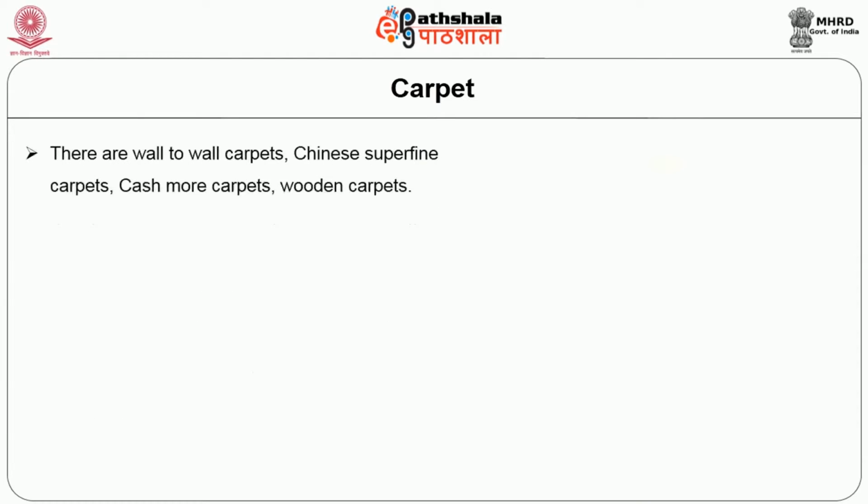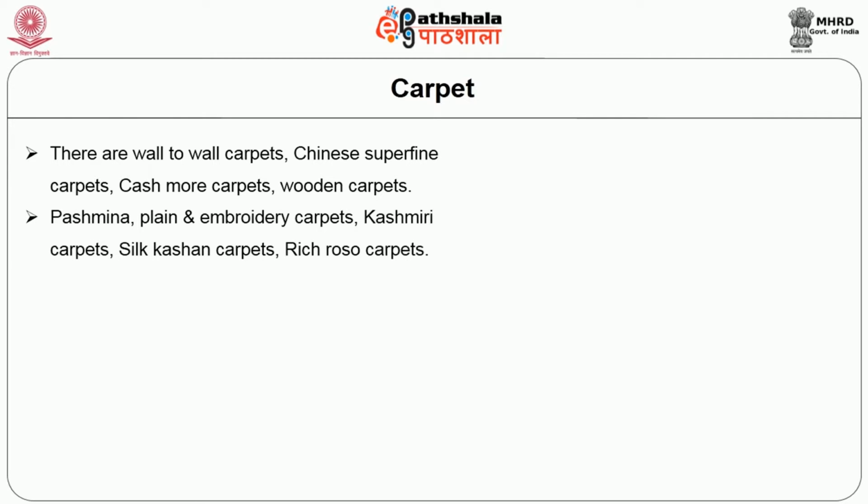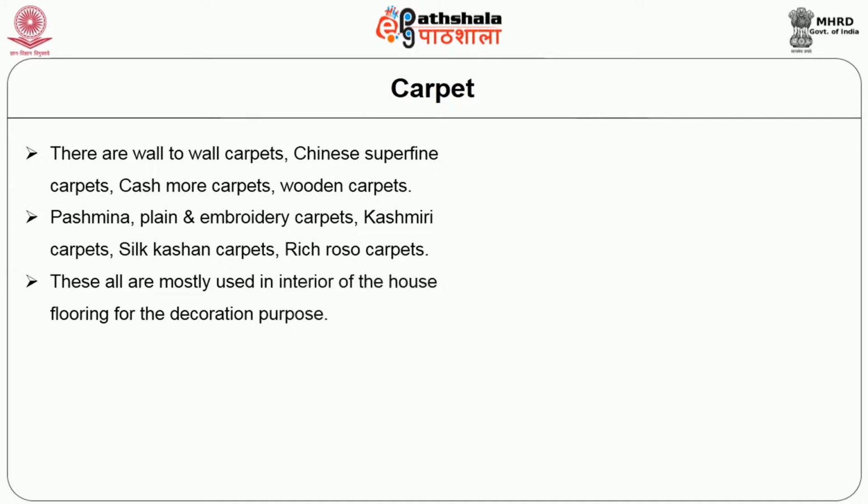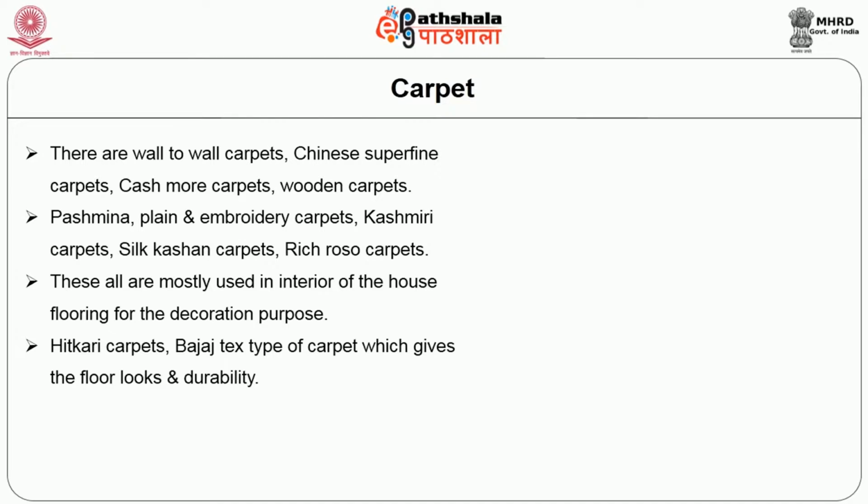There are wall-to-wall carpets, Chinese superfine carpets, wooden carpets, cashmere carpets. Apart from this, we also have varieties of pashmina, plain and embroidery carpets, Kashmiri carpets, and silk cushion carpets. Raso carpets are also available. These are mostly used in interior house flooring for decoration purposes. Hitkari carpets and Bajaj Tex type carpets give the floor a look and durability. They are most commonly used in offices and hotels.